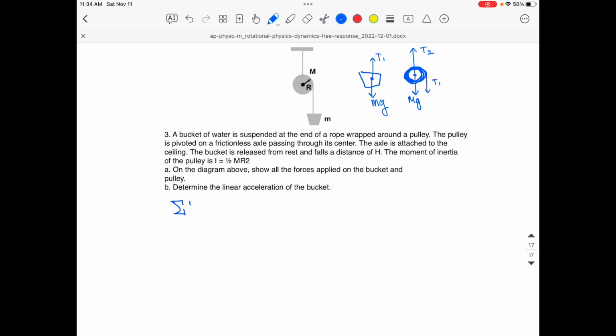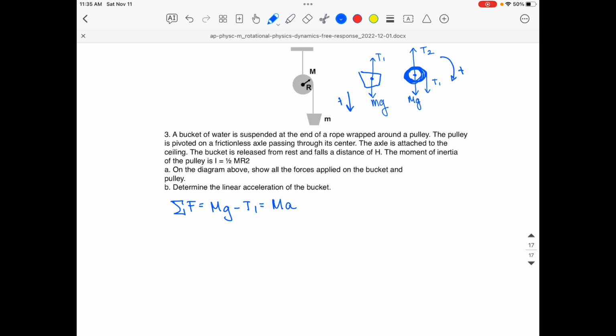That would be mg if I call this the positive direction. Actually, let me think. In terms of the diagram, if down is positive, then this direction would be positive. Okay, so we've got mg minus T1 is equal to ma.